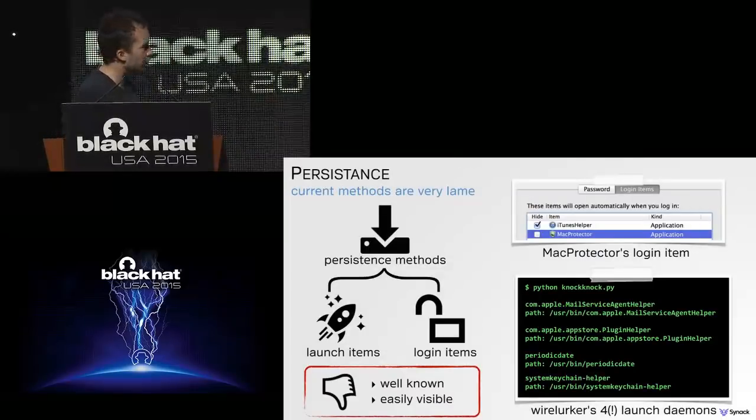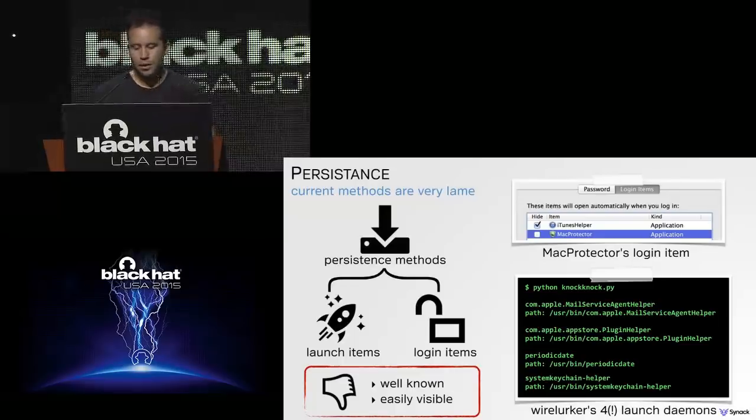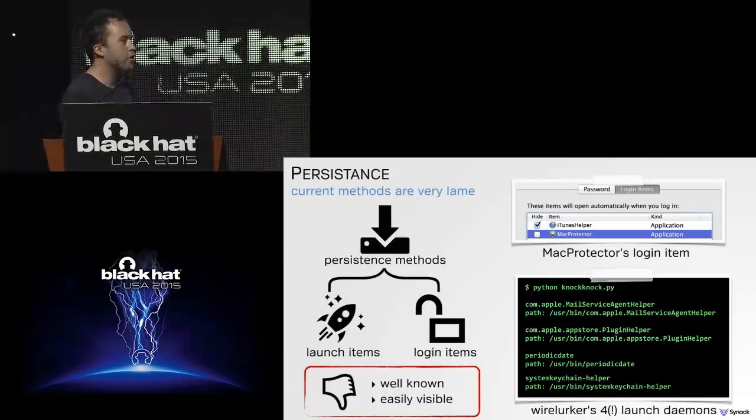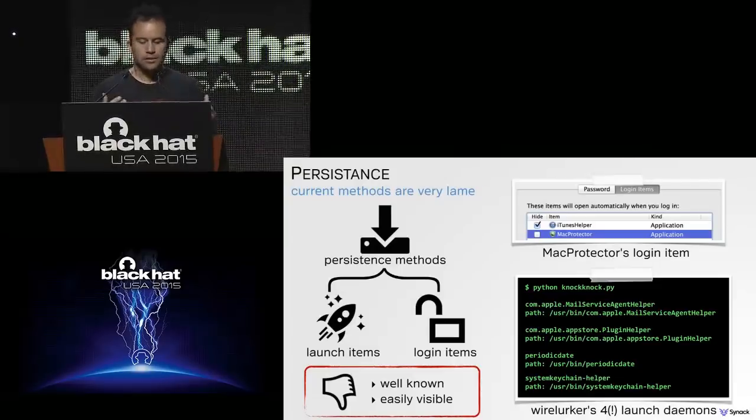Now I want to talk a little bit about persistence, which is something that basically all malware strives for. Persistence in the context of this talk just means gaining automatic code execution every time the box restarts. Obviously, this is something that malware likes to do. As I mentioned, the current methods are pretty much all launch items, which are similar to Windows services, and also login items. These are really lame.